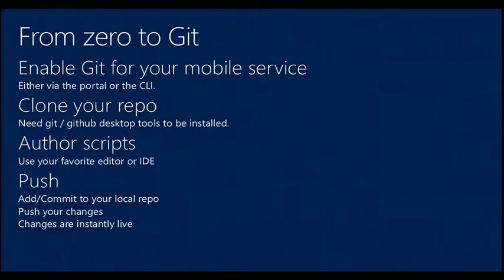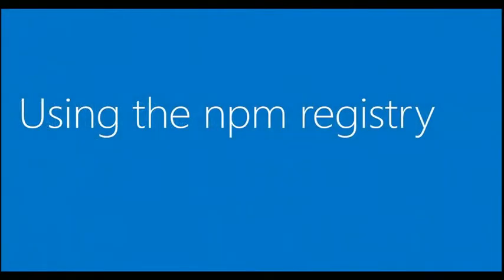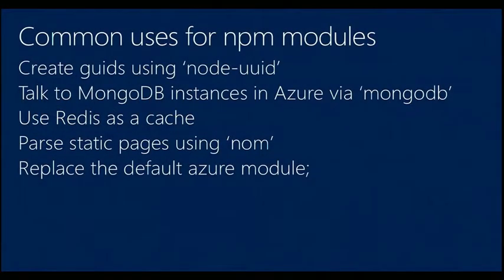These are the steps that you have to go through to enable Git. You basically enable Git for your mobile service, clone, author, push. You can use the Git command line tools, you can use the Git GUI stuff, or you can use GitHub for Windows. Any of those tools will work. So now let's get to the meat of it.